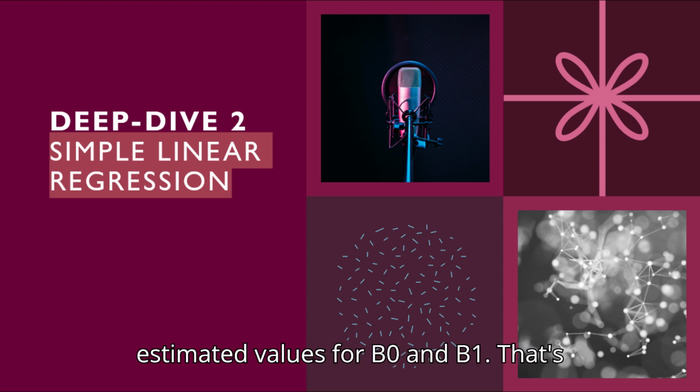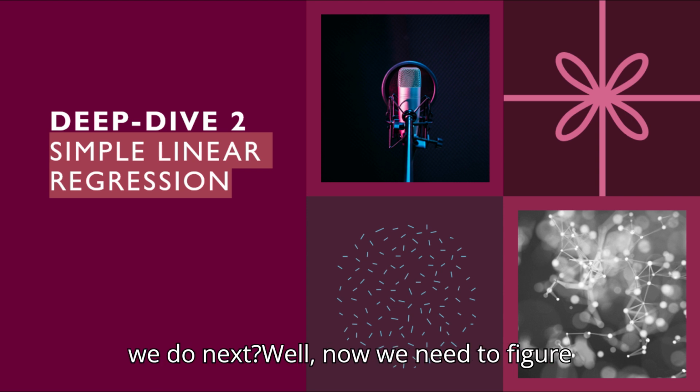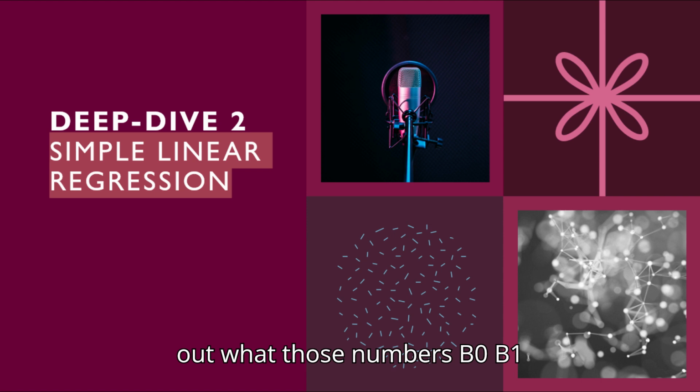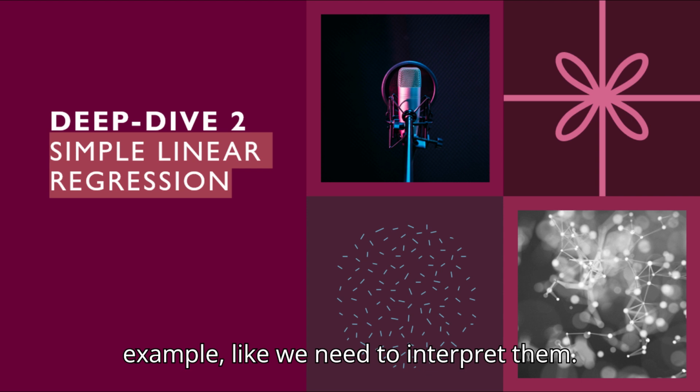Yep. R gives you the estimated values for B0 and B1. That's cool. So we've built our model. What do we do next? Now we need to figure out what those numbers, B0, B1, actually mean for our real-world example. Like, we need to interpret them.